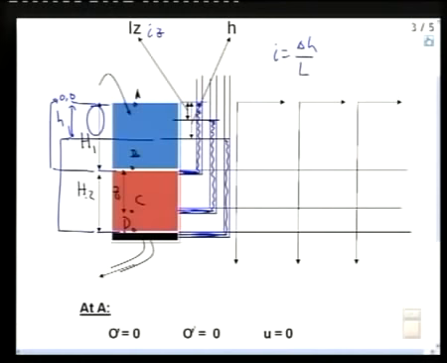Now, we know that i equals delta h by L, right? Delta h is the level difference, and L is the distance that the water flew through. So delta h maximum equals here what? It equals h, and L is h2, and that is a function of z. Now I will concentrate on this. Forget this. h over h2 multiplied by z.